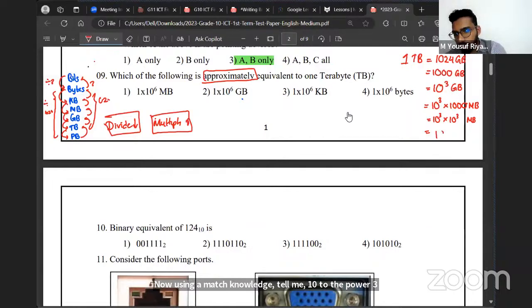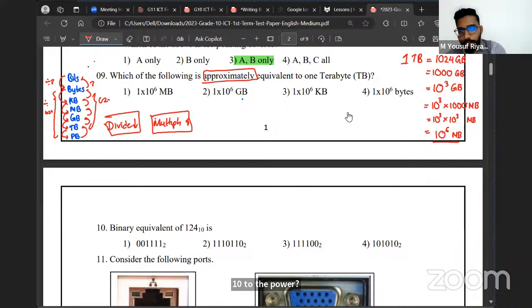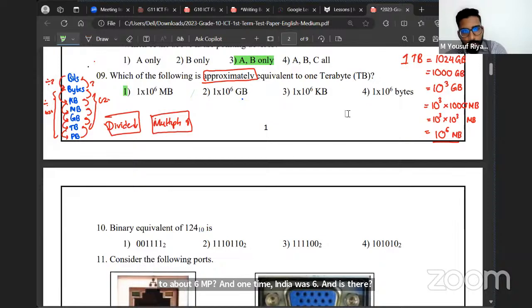10 to the power 6. 10 to the power 6 MB. Have they given us the option called 10 to the power 6 MB? Yes, one time 10 to the power 6 MB is there. So in that case, you can tell 1 TB is equal to 1 times 10 to the power 6 MB. Is that clear? Did you understand how I did this question?